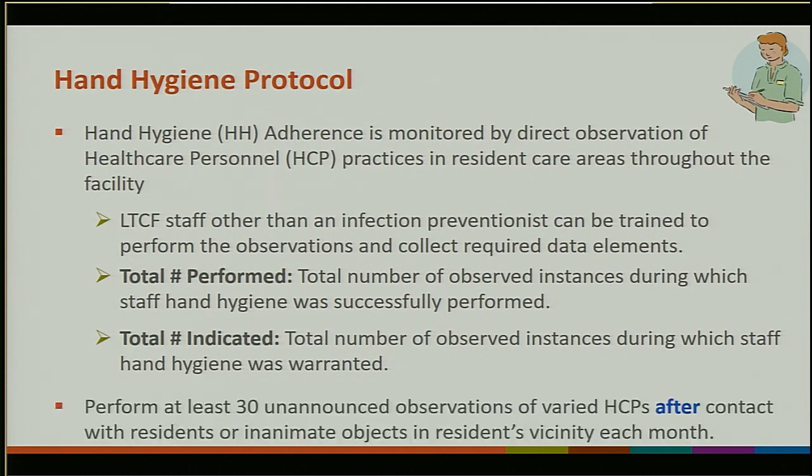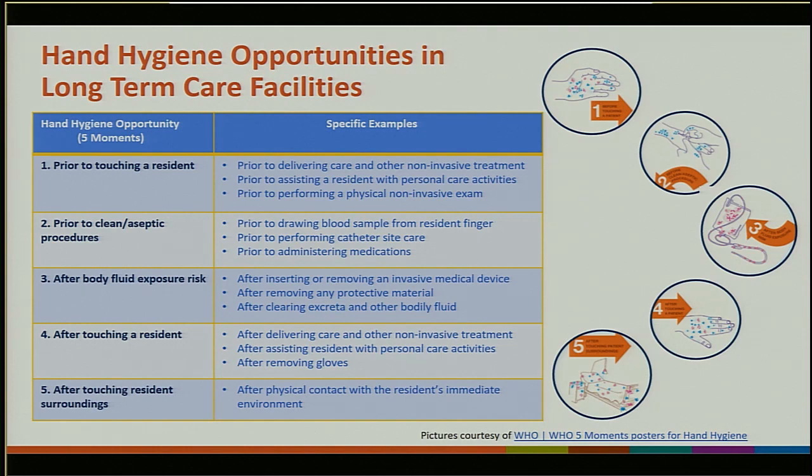So again, you should perform at least 30 unannounced observations of varied healthcare professionals after contact with residents or inanimate objects in residents' vicinities each month. Here are a few hand hygiene opportunities in long-term care facilities. We know that you utilize this process throughout your day-to-day activities. I'm sure that you utilize it prior to touching a resident, prior to clean and aseptic procedures, after body fluid exposure risks, after touching a resident, and after touching resident surroundings.